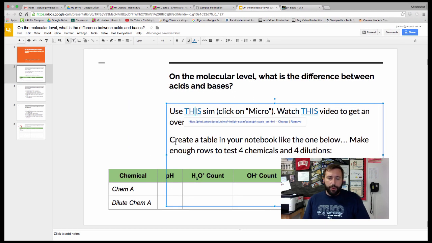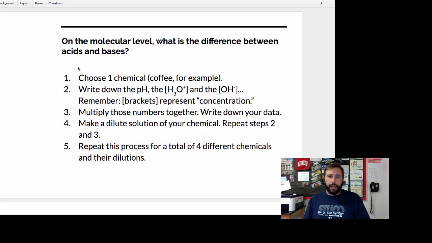Before you do anything, either grab a table or create this table in your notebook. And we're going to use these 5 procedures. Choose one chemical. I'm going to use coffee in my example. In that table, write down the pH, the hydronium concentration, and the hydroxide concentration. Remember, whenever we see brackets, you can think, hey, that means concentration. Finally, you're going to multiply those numbers together.